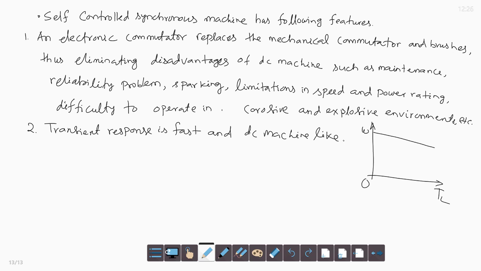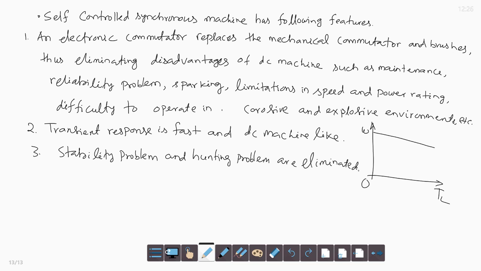The main important problem is the stability problem, which is there in the true synchronous mode, and the hunting problem, which is present in the true synchronous mode. They are eliminated in the self synchronous mode. That is most important.